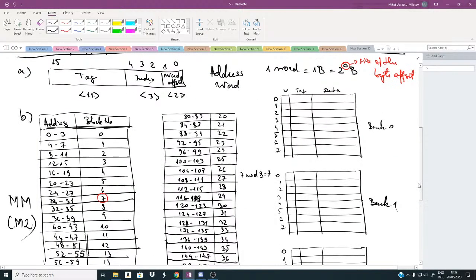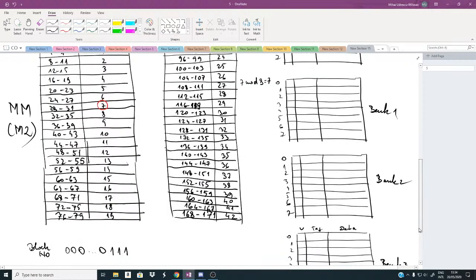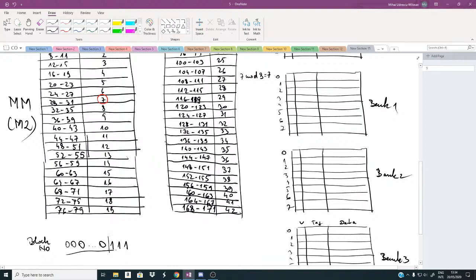Okay, because we are talking about the block number, which is given by these bits. We take only the last 3. So this is the index, which is clear. It's 7, and this is the tag.